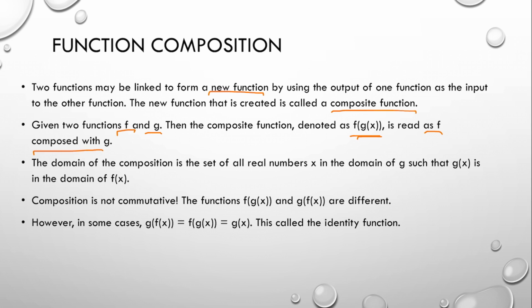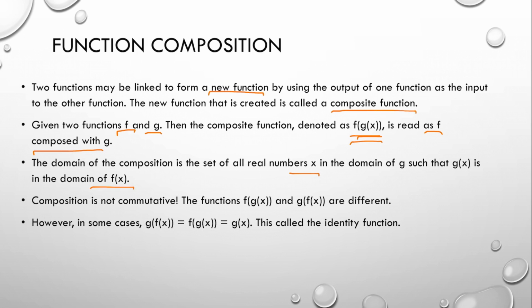While it is officially read as f composed with g, I like to call it f of g of x because it gives you the idea of what is happening. When I have f of x, instead of x, I have a g of x. So it's f of g of x. I think you should follow that too. And the domain of the composition is the set of all real numbers x in the domain of g, such that g of x is in the domain of f.